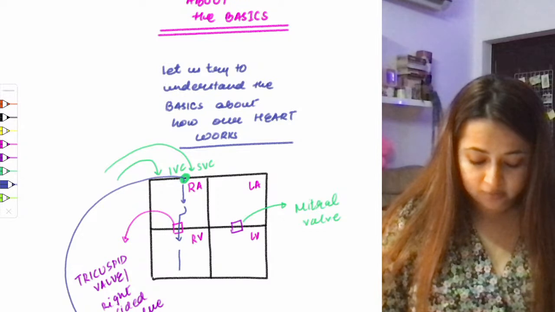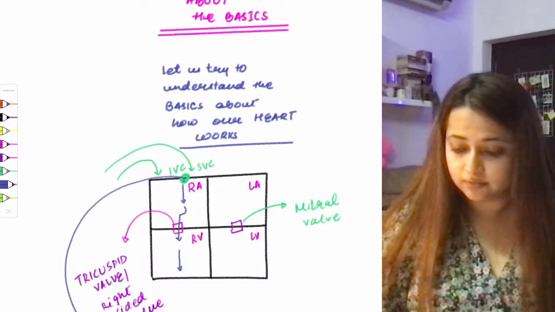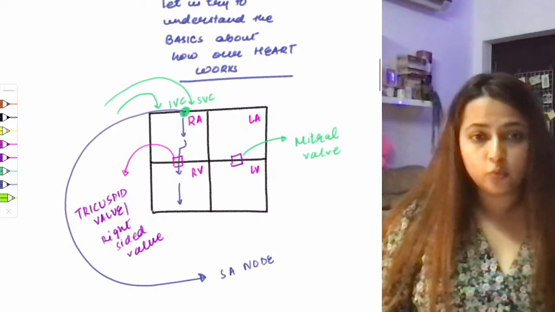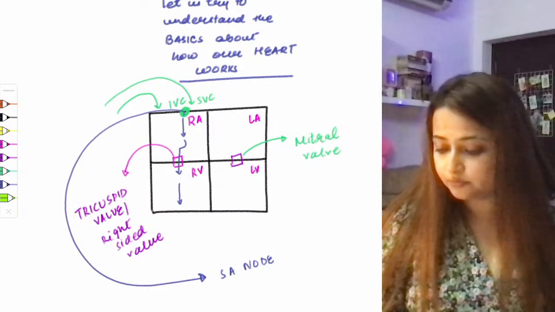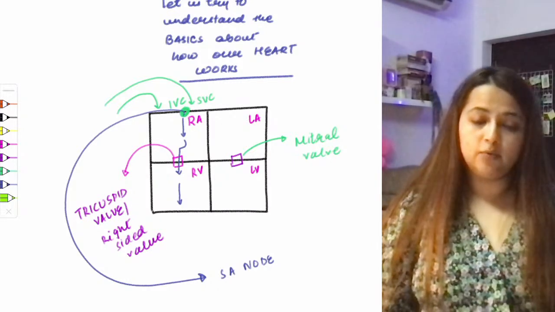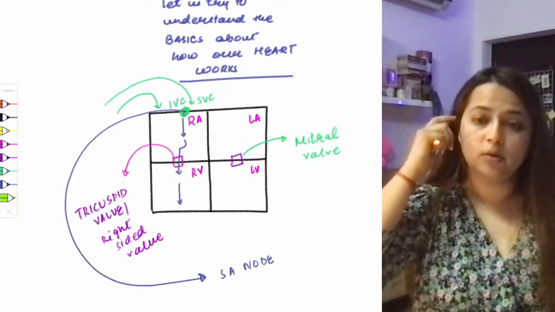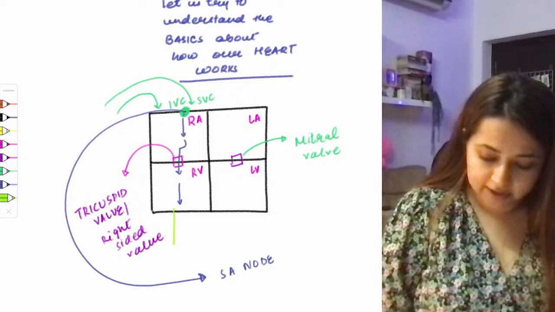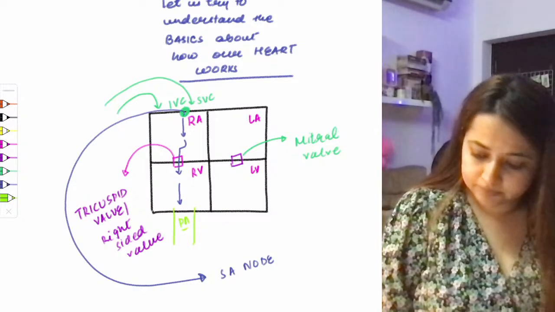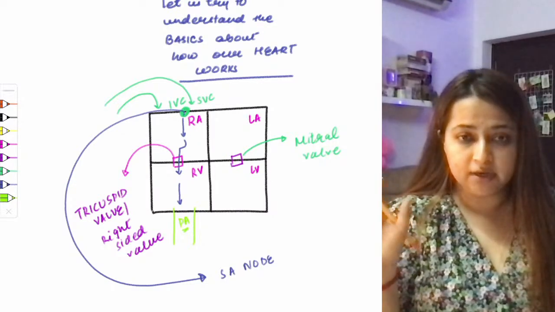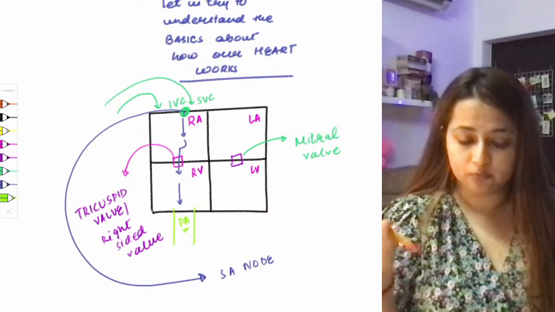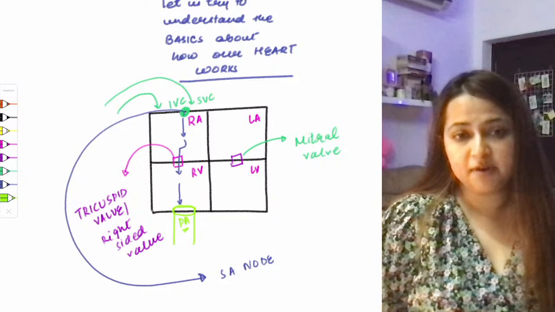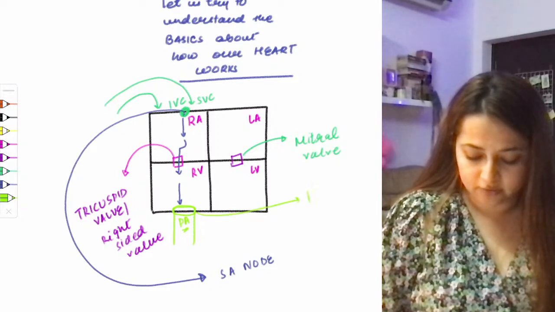Now, via the tricuspid valve, once the blood has reached the right ventricle, where is this blood going from the right ventricle? Anyone? So remember this thing, that from the right ventricle, the blood is going to enter the pulmonary artery. All right. And there is a valve present here. Which valve is present here? This is known as the pulmonic valve.